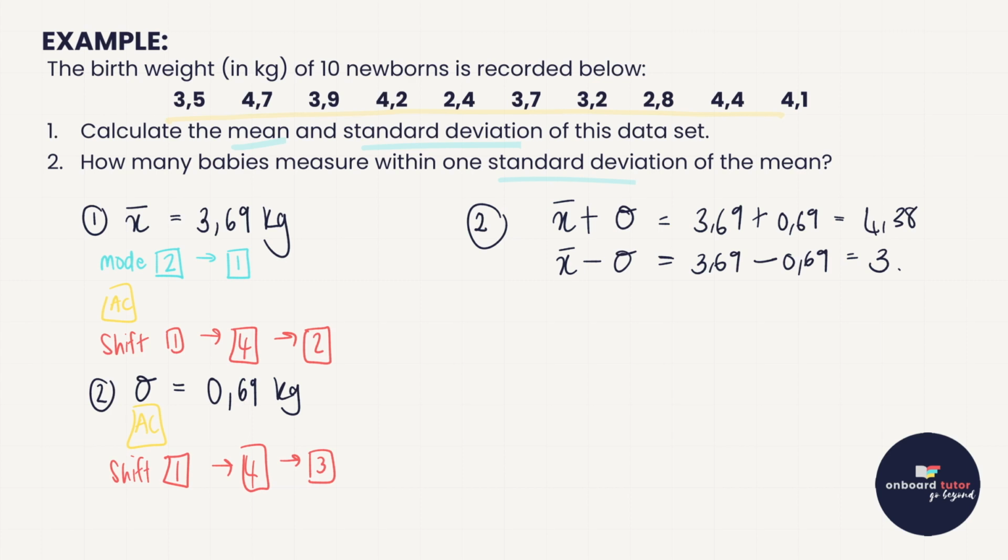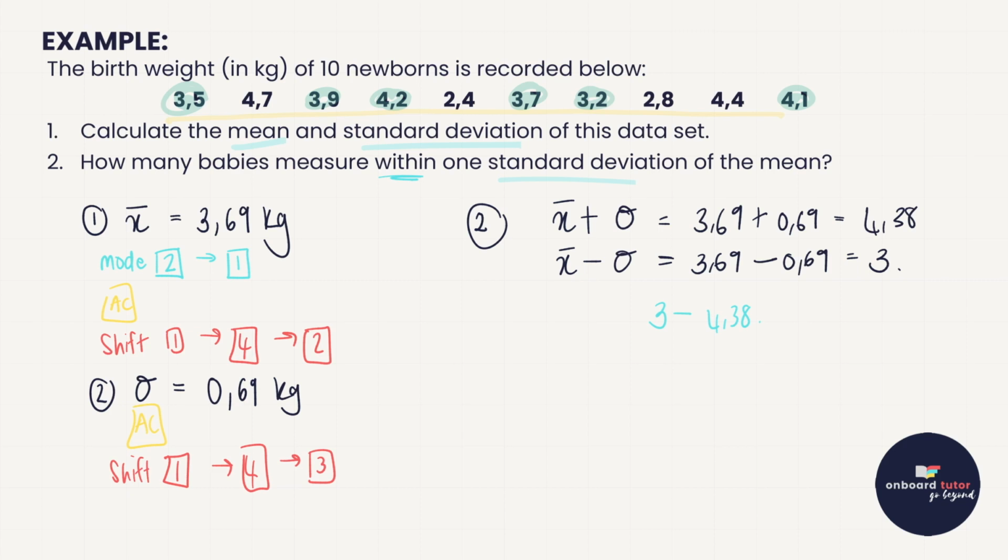So basically, I'm looking for values because they ask how many measure within. So I'm looking for values between 3 and 4,38. So let's go down our data set and see which ones satisfy. That one is good. 4,7 is too big. 3,9 is good. 4,2 just fits. 2,4 is too small. 3,7 is good. 3,2 is good. 2,8 too small. 4,4 just too big. 4,1 is in.